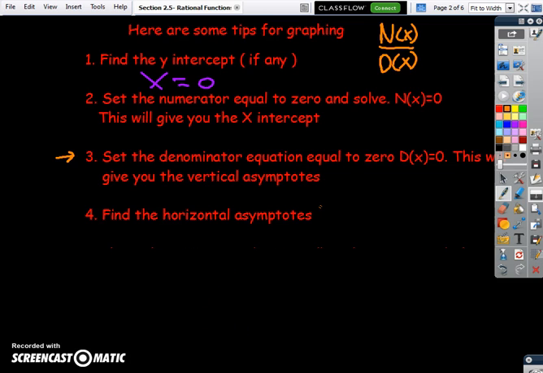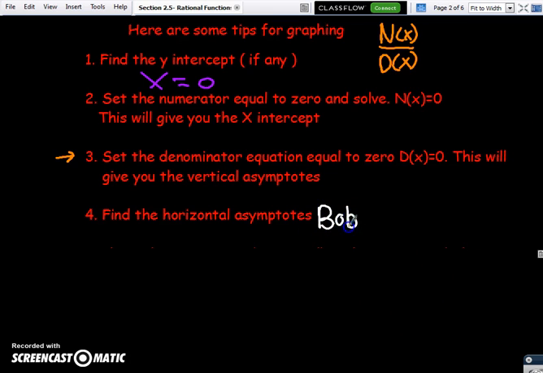Step 4, find the horizontal asymptotes. Now, there's a fun little acronym for horizontal asymptotes. That would be the following: BOBO, BOTN, EATS DC. Now, what in the world is that? Ready? If it's bigger on bottom, it's y equals 0. BOBO. If it's bigger on top, none. That means we have no horizontal asymptote.